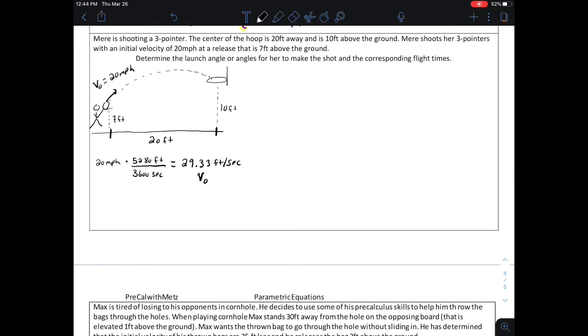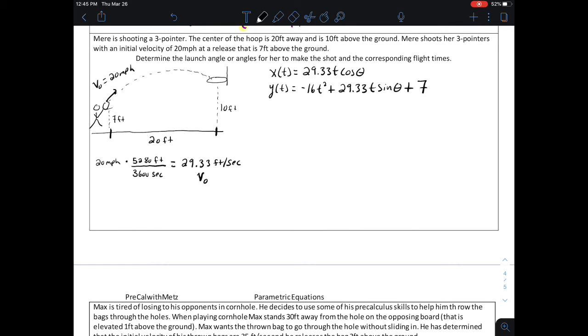So the horizontal position of this shot relative to the shooter is going to equal 29.33 t cosine of theta. There's no wind or anything to account for inside of the gym. The vertical component of this is going to be equal to negative 16 t squared plus initial velocity, so 29.33 t sine of theta, plus the initial height. Well, the initial height here is 7.